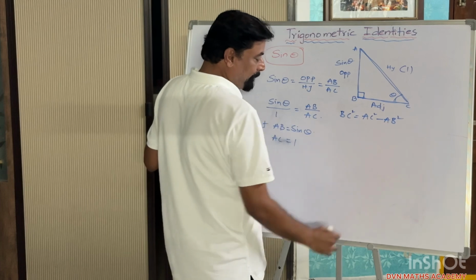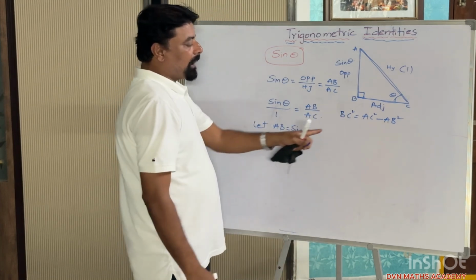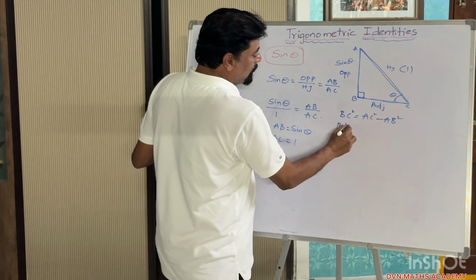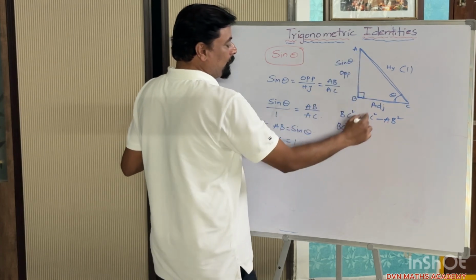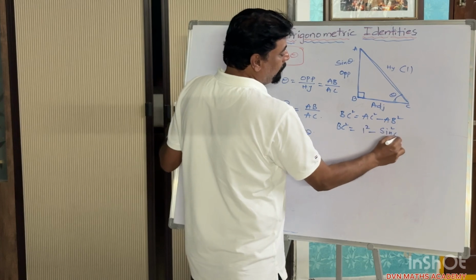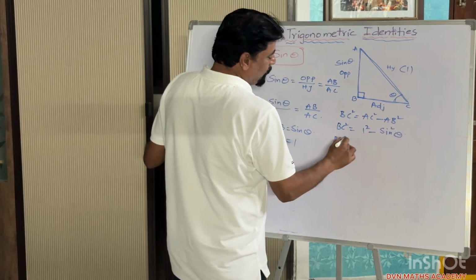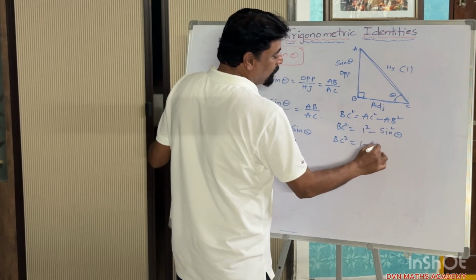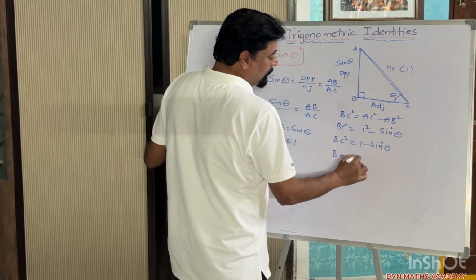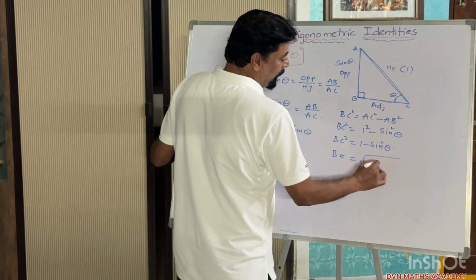This we know very well. Adjacent square is equal to hypotenuse square minus opposite square. So now BC square is equal to AC, which is 1 square, minus AB, which is sine square theta. Now BC square is equal to 1 minus sine square theta. Now BC is equal to under root of 1 minus sine square theta.